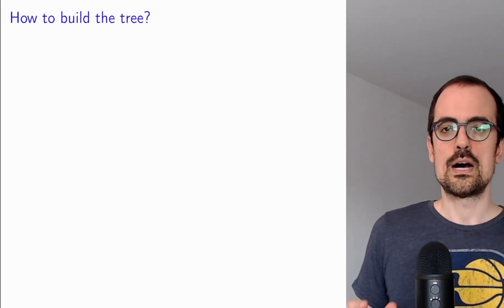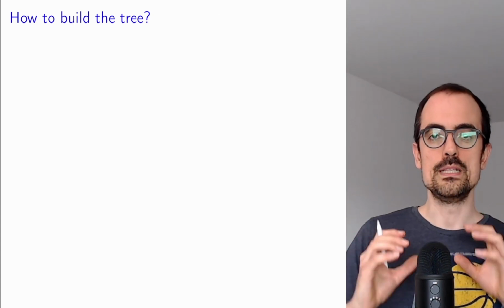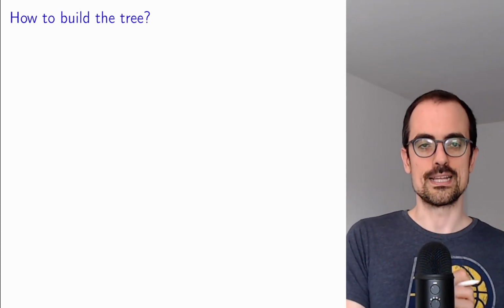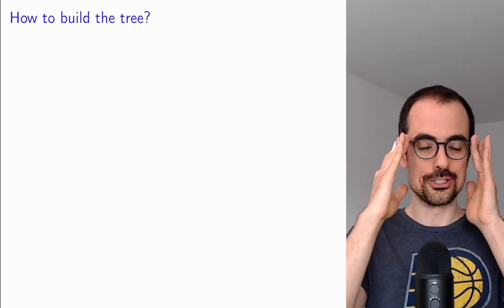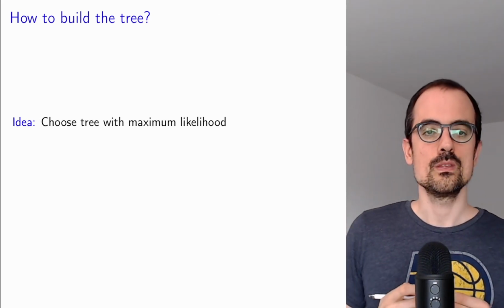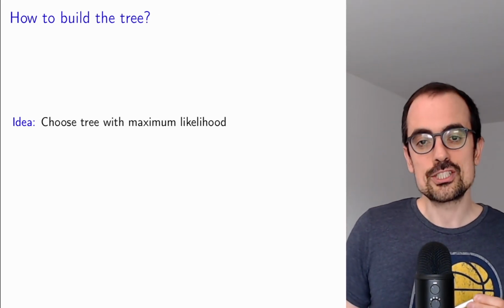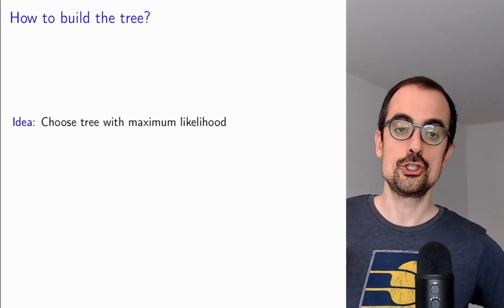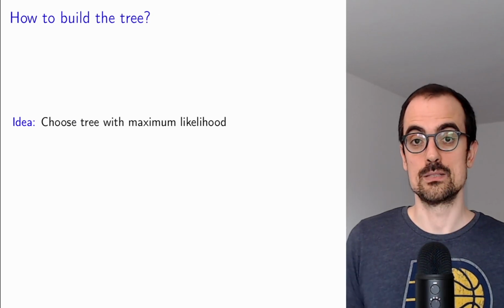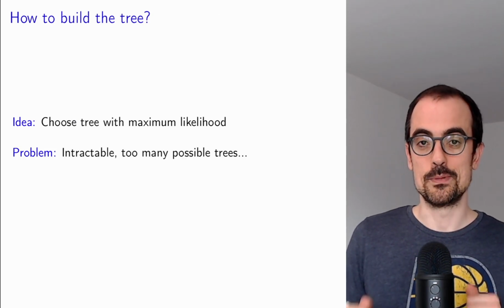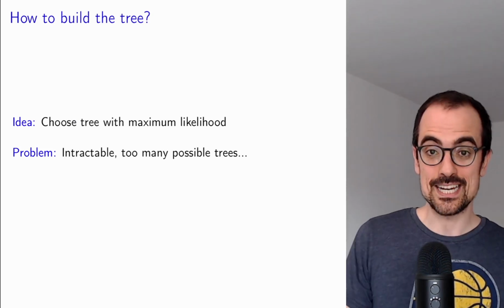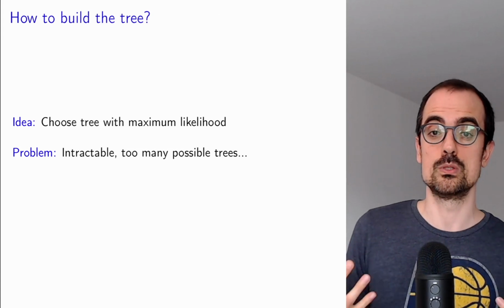Perfect. So we know how to assign the constant probabilities to each of the regions represented by the leaves of the tree. But how do we build the tree? That's the key question. And it's quite natural to build the tree by choosing the tree that has the maximum likelihood. That's a great idea, except that it's completely intractable to do this in general because there's too many possible trees.